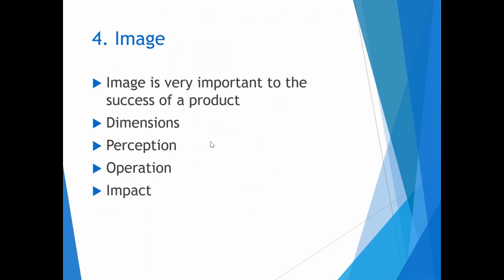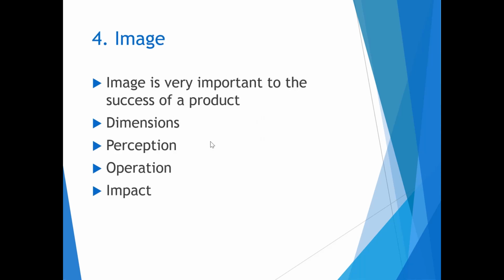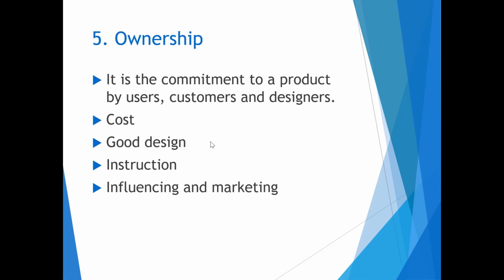The last one, utility, measures how well the expectations of the user are met. It affects primarily the feel of the user interface and includes simplicity, minimal operations and easily remembered memory processes. So for example, here we can see a software command. Now considering the image is very important to the success of a product. So we need to always consider the dimensions, perception, operation and impact of the same.